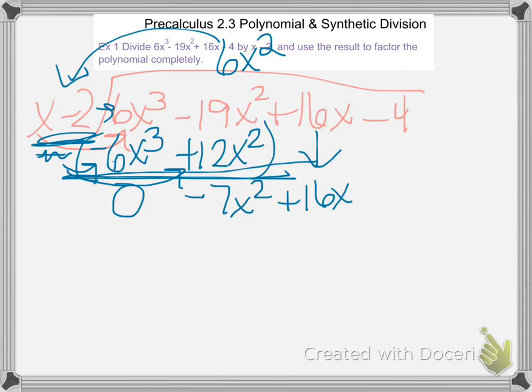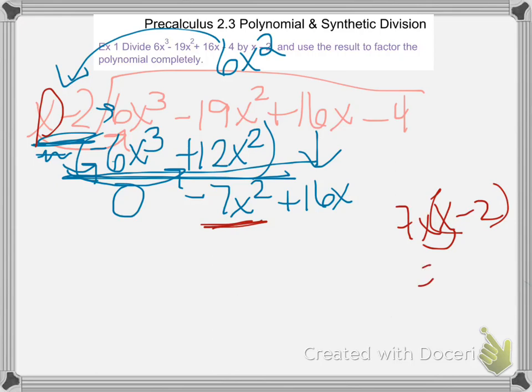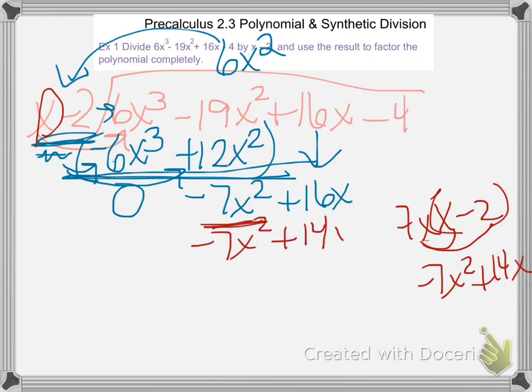All right, so let's change color to this. I want to make my x be negative 7x squared right here. So what do I multiply x minus 2 by in order to make the x look like this? Negative 7x. So that's what I'm going to multiply by. So I distribute it through, and I get negative 7x squared, which is what we were hoping for. And then I get a positive 14x. So that's what's going to go underneath here: negative 7x squared plus 14x.